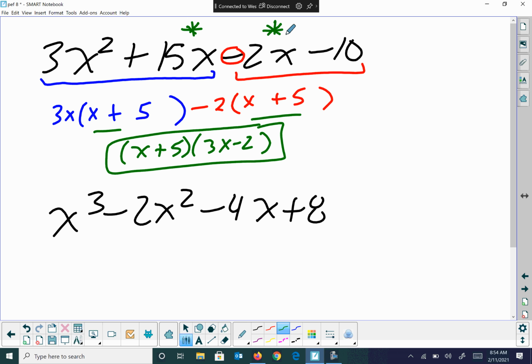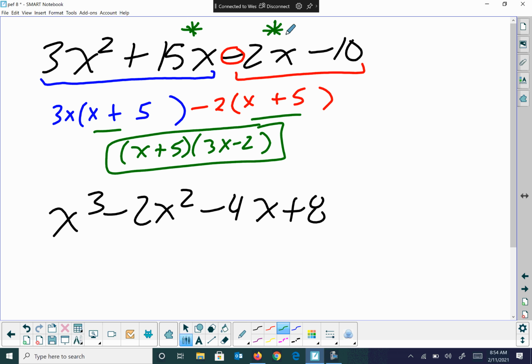Last problem for the morning. My friends, x to the third minus 2x squared. What does it appear I might have in common between the two? I have an x. Is there anything more? I'll write this out. I have x, x, x, and I have 2x, x. So how many x's do you think? 2, so x squared. If I factor an x squared out of x to the third, what do I have left? X. Minus 2. Good.